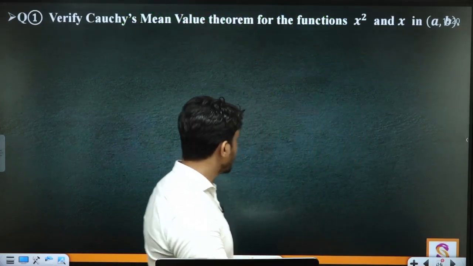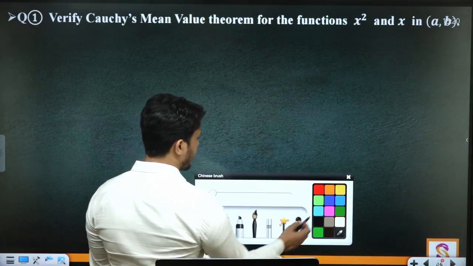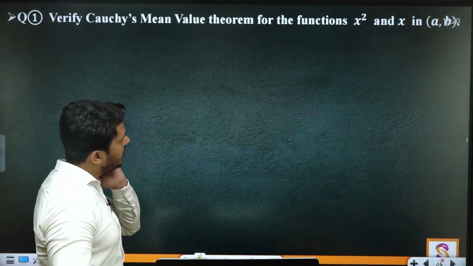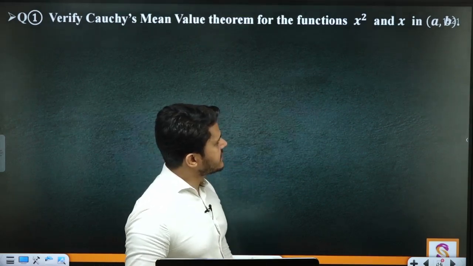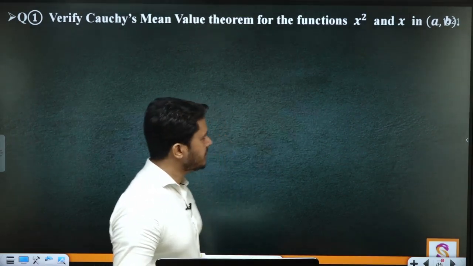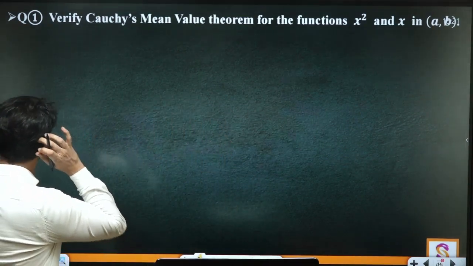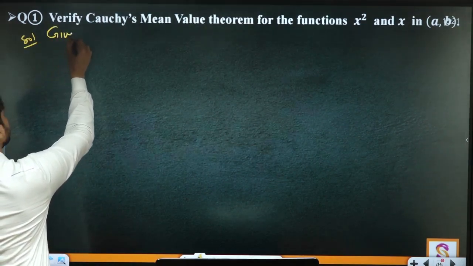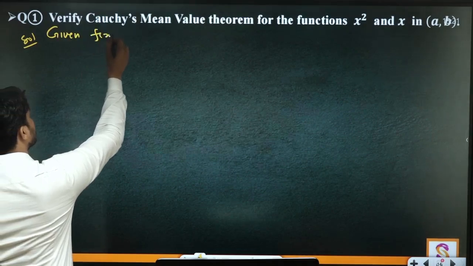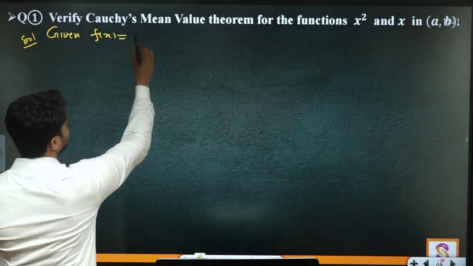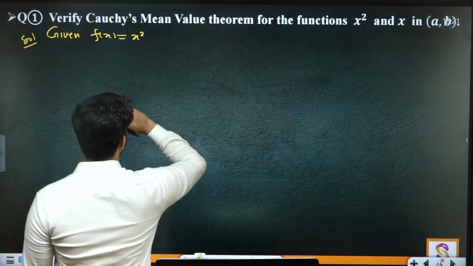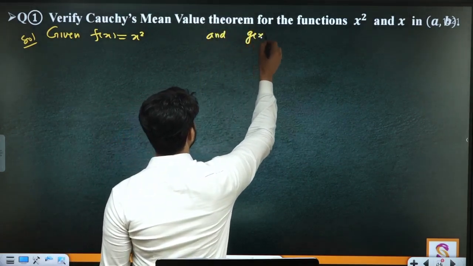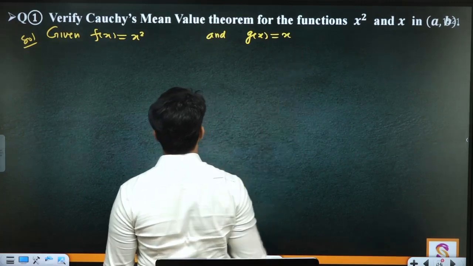नेक्स्ट इक्वेशन देखो इसके ऊपर बेस्ड, देखो कैसे हो गए. वेरीफाई Cauchy's मीन वैल्यू थ्योरम फॉर द फंक्शन x square and x in the interval a comma b. So solution part is this: given two functions, consider one as f(x), which is x square, and another one as g(x), which is equal to x.